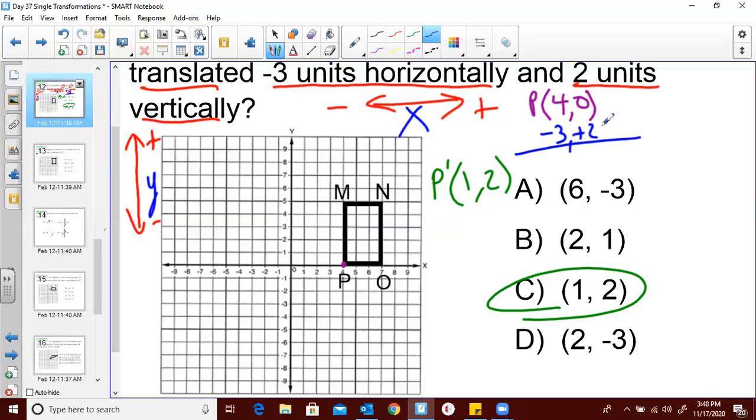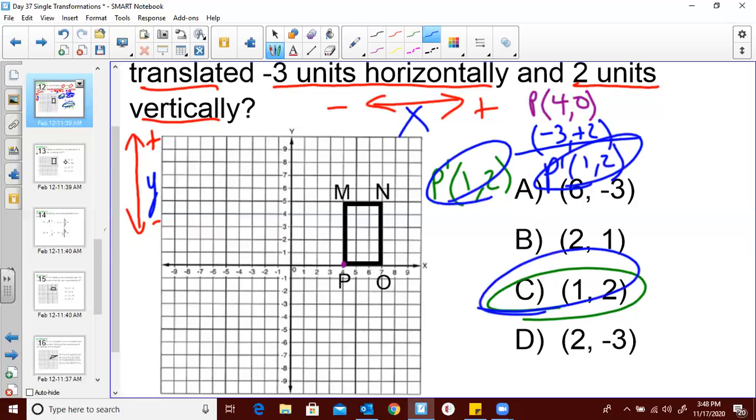So I can do -3 for my x and a +2 for my y. Right? And you kind of think of that when you're working with this point. So your x value is going to go with your x and your y is going to go with your y. So 4 minus 3, so now my P prime would be 1, 0 plus 2 is 2. And again, it works both ways.